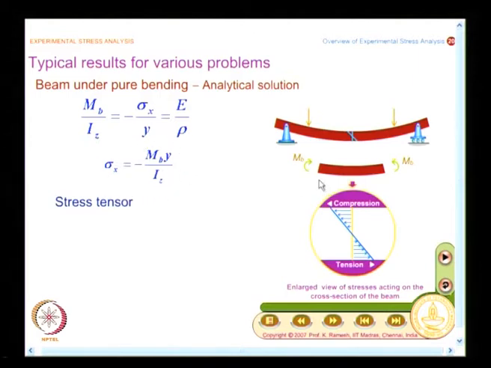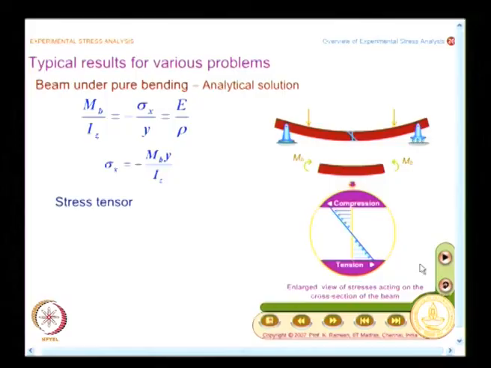So, it is constant over the entire length of the beam, which is taken slightly away from the points of loading. And this is what you get in a first level course: an expression for sigma x. When you look at it, it is only a component that you are looking at, and you have to understand that this is not just a number, you have to understand this as a tensor.